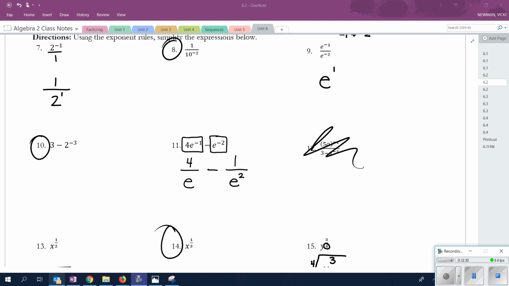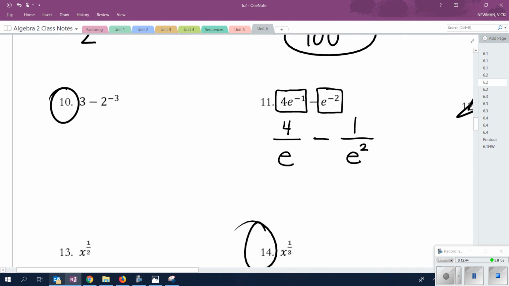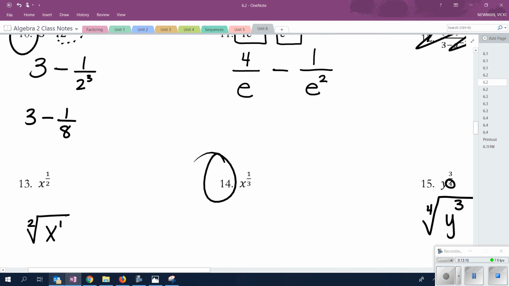All right. 10 to the negative 2, what do you do with it? Bring it up. Becomes 10 squared. What's 10 squared? 100. Nailed it. All right, number 10. This 3 is living its own life. It's living its best life by itself. Nobody cares what this guy's doing. 3 is on his own. So how did you write 2 to the negative 3? 1 over 2 cubed. What is 2 cubed? Yes? Okay. You could calculate that. I'm not going to worry about it right now.